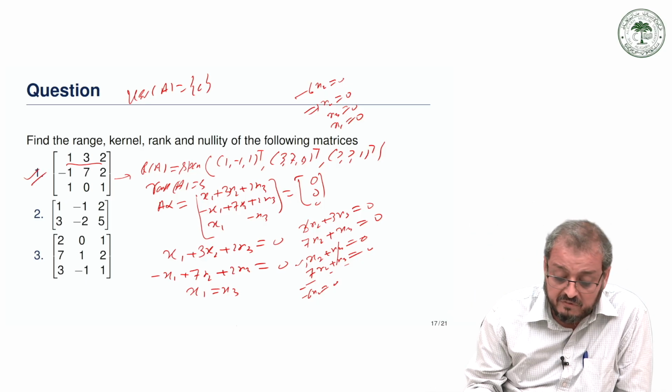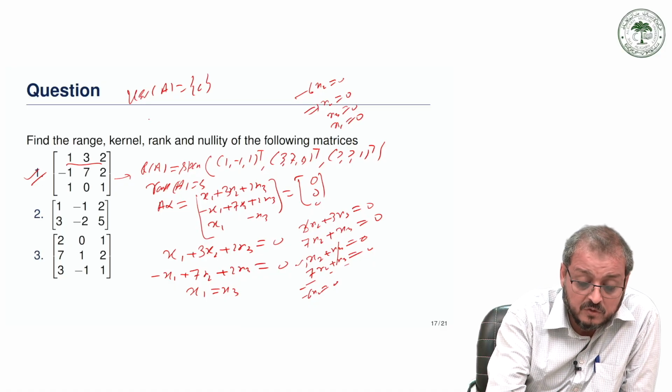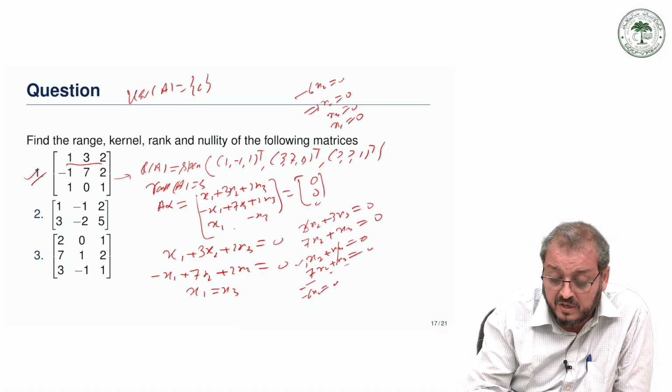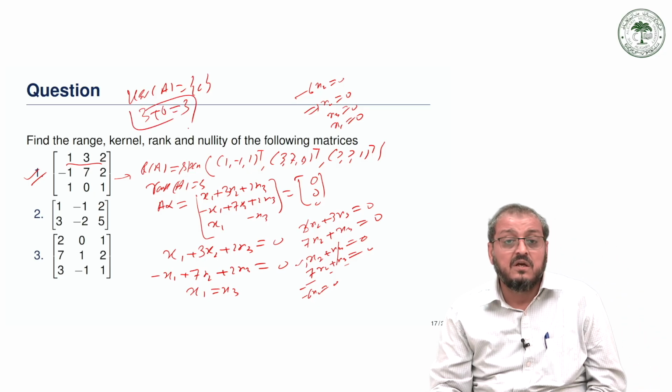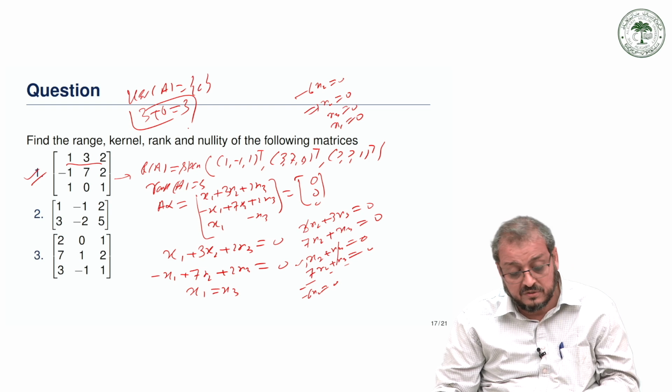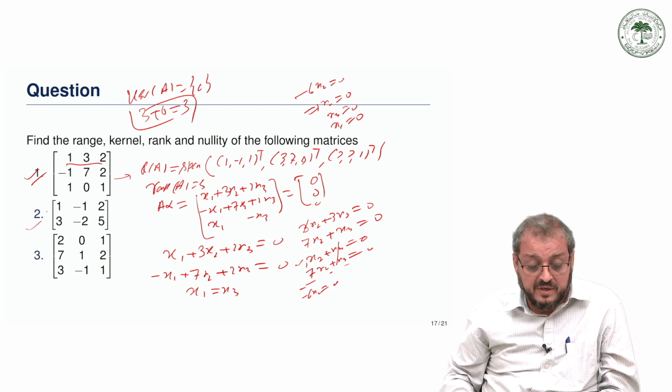And now we can verify this, because the rank of A is equal to 3. So 3 plus the kernel of A, which is 0, is equal to 3, which is also satisfied. Now I just try the second one, which is 1 minus 1 2.